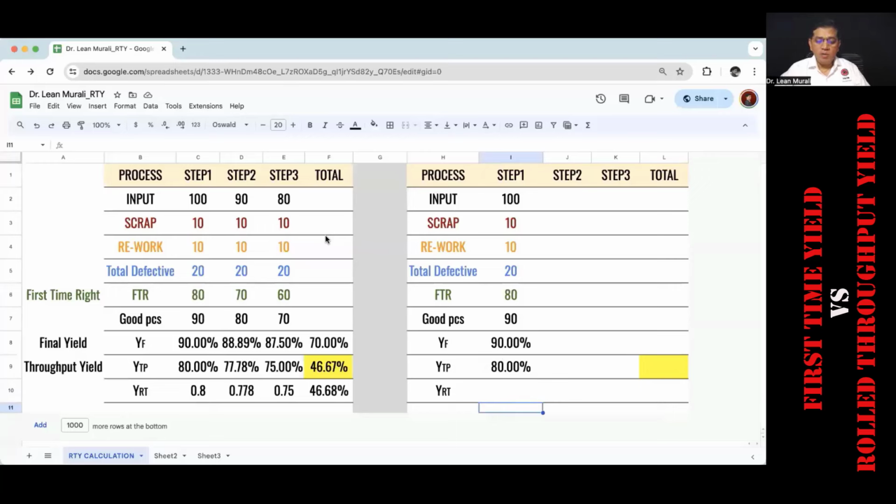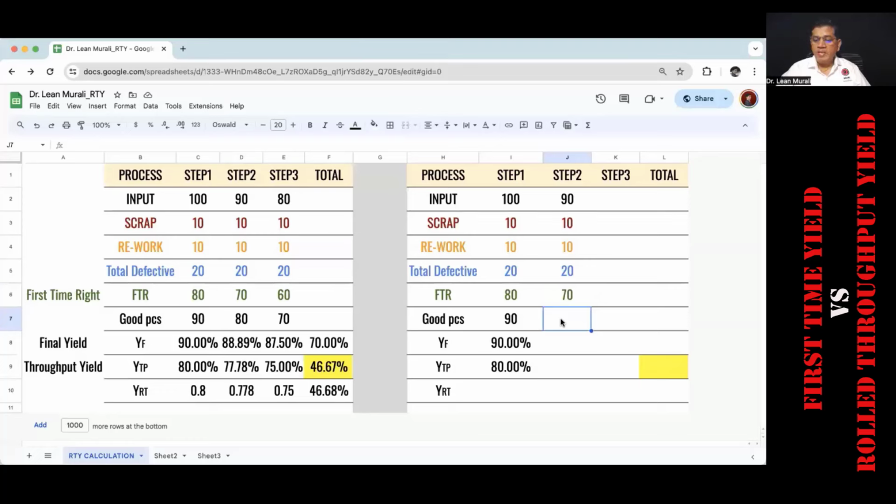Good. Now the thing is very simple. Whatever is good pieces moves into process step 2, because 10 was reworked and put. Now again 10 gone here. The total defective is the same as here. 20 is defective. What is the first time right here? This minus this. 70 was right the first time. If this is clear, type SC, super clear in the chat box. Good. I will share this Google Sheet with you.